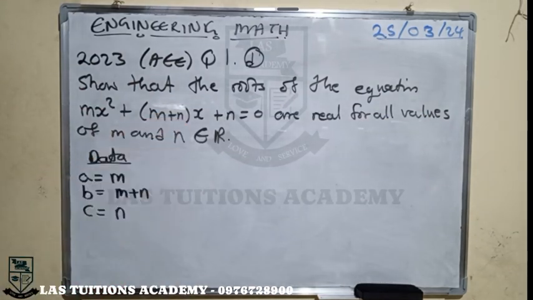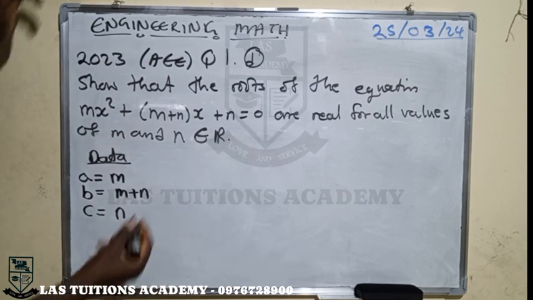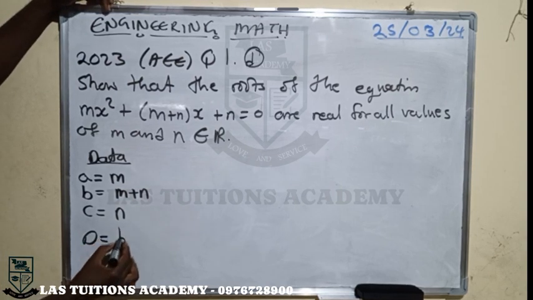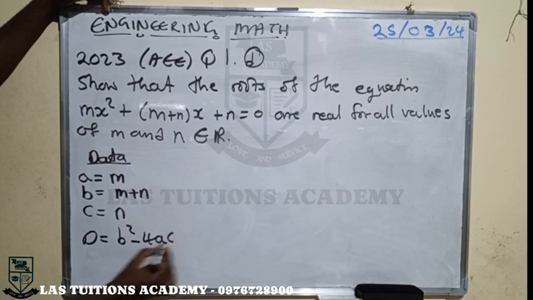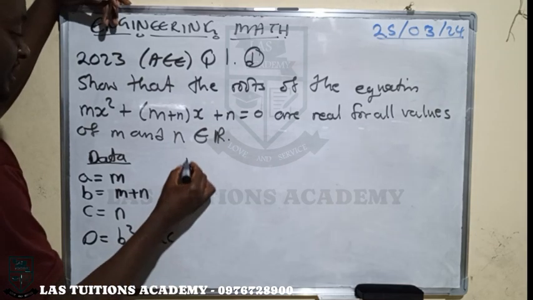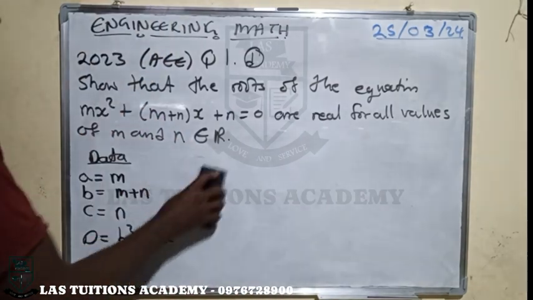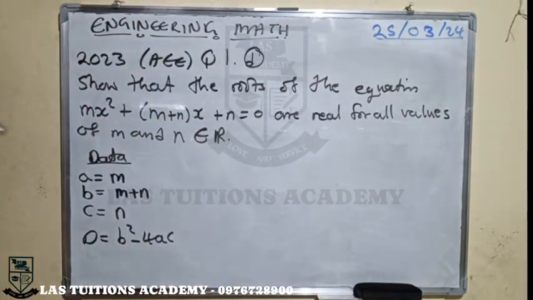There's nothing we can solve here. So the only way we can show that the roots are real is by using the discriminant test. So I'm going to say discriminant test: d is equal to b squared minus 4ac. Now for real and equal, we're saying d is equal to 0. For real and distinct, we say d is greater than 0.